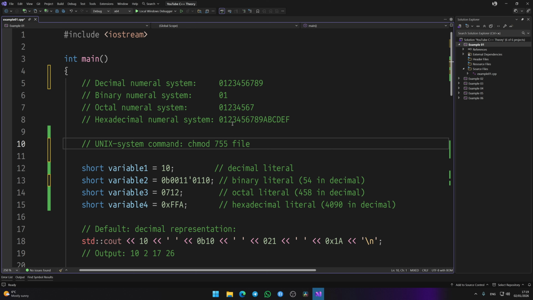You can still see traces of octal today in Unix systems. The most famous example is file permissions. When you type a command like chmod 755 file, each digit represents 3 bits of permission settings.